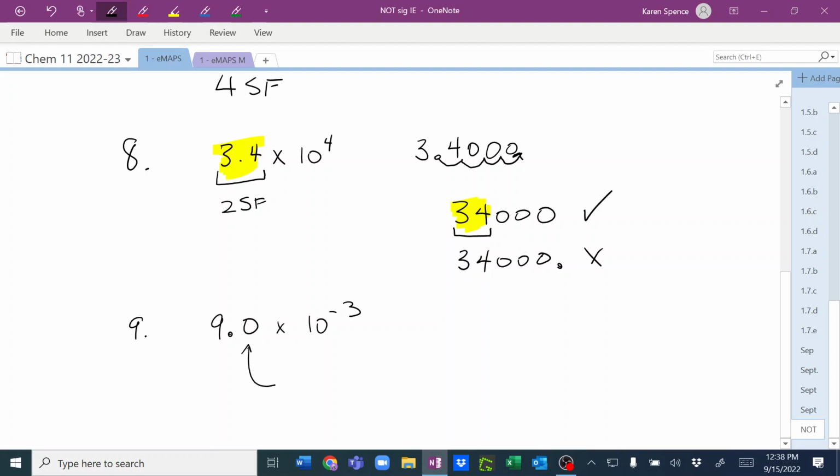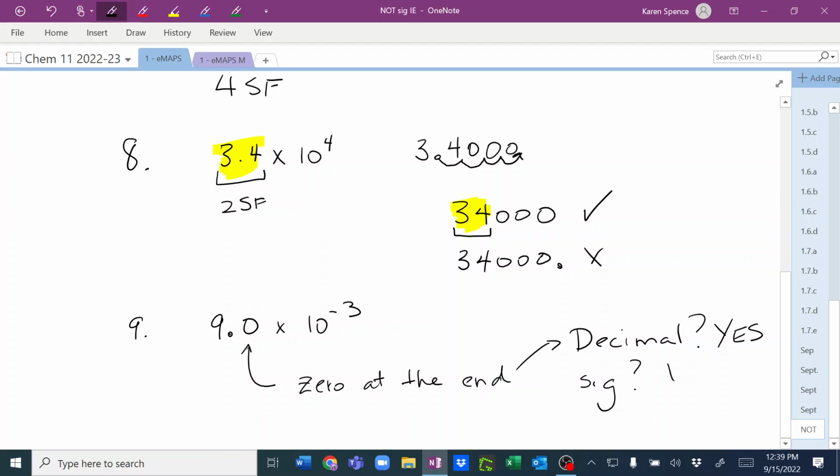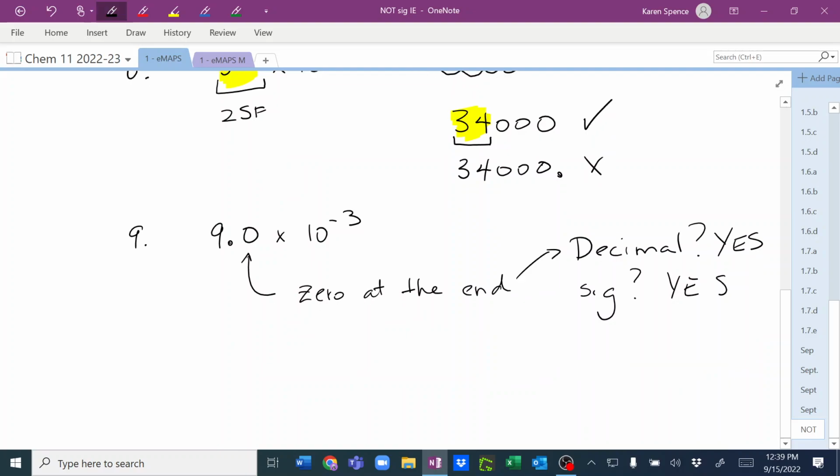Here we have a 0 at the end. And so we ask ourselves, is there a decimal? And the answer is yes. And so is it significant? And the answer is yes. So that would be 2 sig figs. 1, 2 sig figs. That's my uncertain digit here.